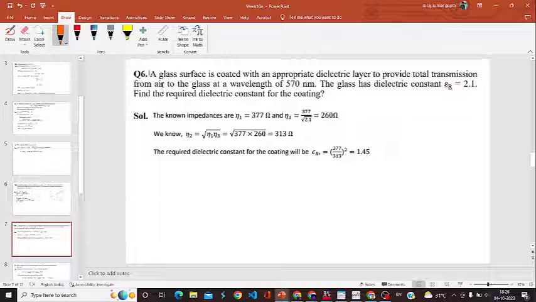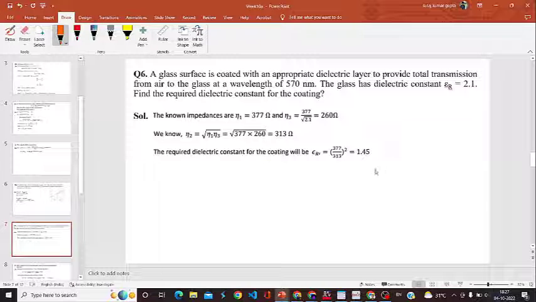So here the next problem states that a glass surface is coated with an appropriate dielectric layer to provide a total transmission from air to the glass at a wavelength of 570 nanometer. The glass has the dielectric constant of epsilon r equal to 2.1. So we have to find out the required dielectric constant of the coating.